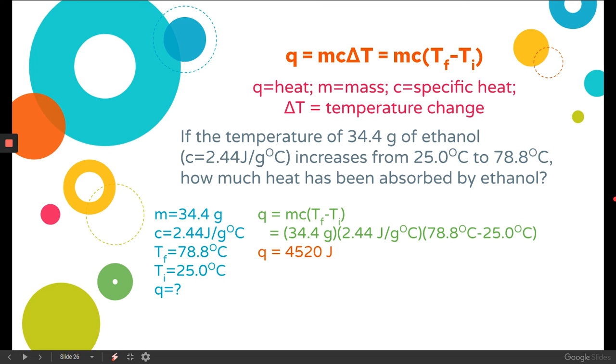So our calculator tells us a number, but we could look at the problem. We are limited to 3 significant figures. So our answer for Q in this problem is 4,520 joules of energy absorbed. Now, since this is energy absorbed, Q is going to be greater than 0 because that is a positive increase. It's being absorbed. It's an endothermic reaction.